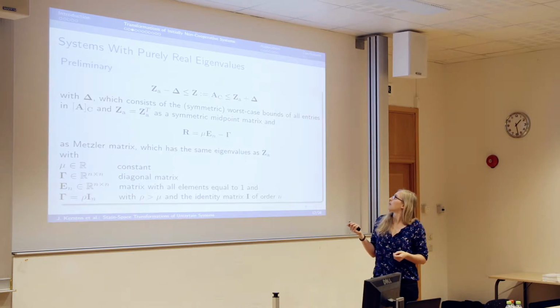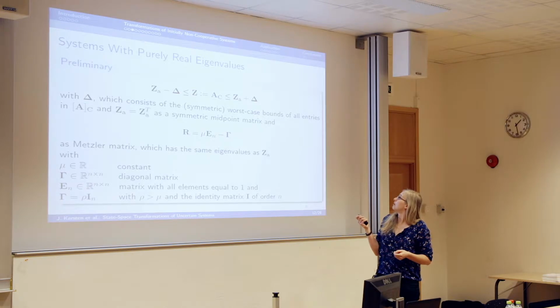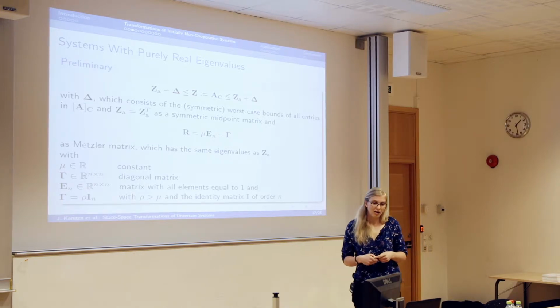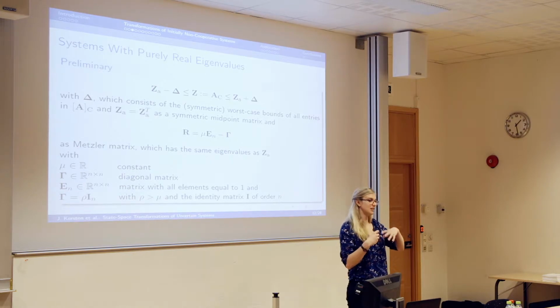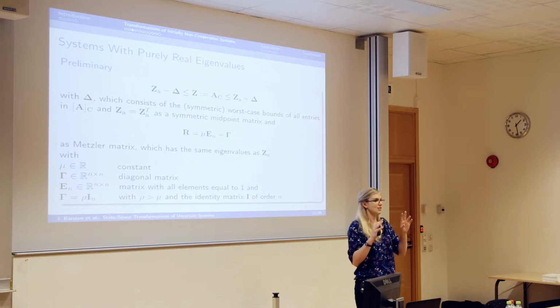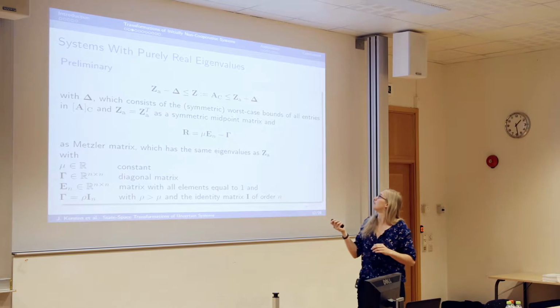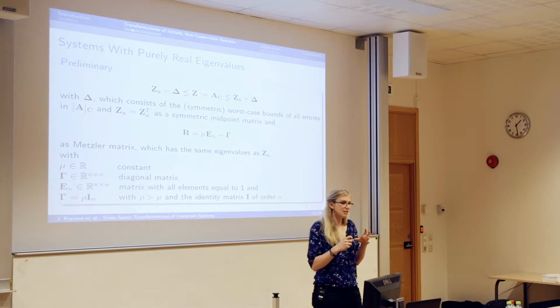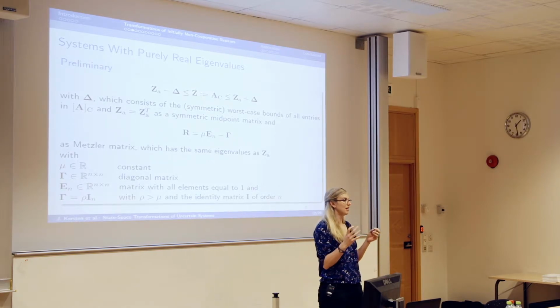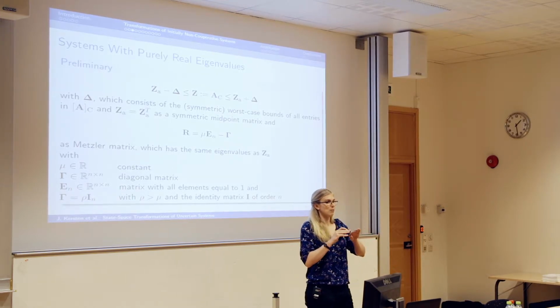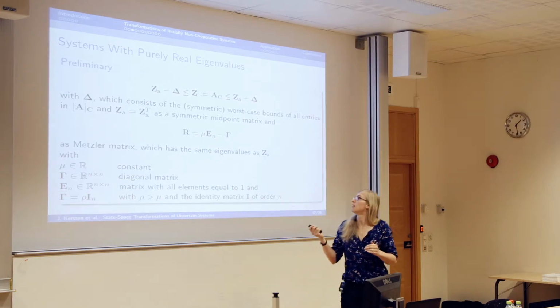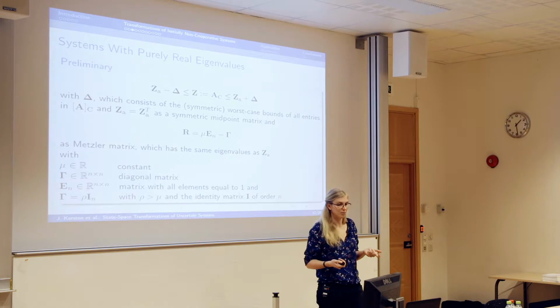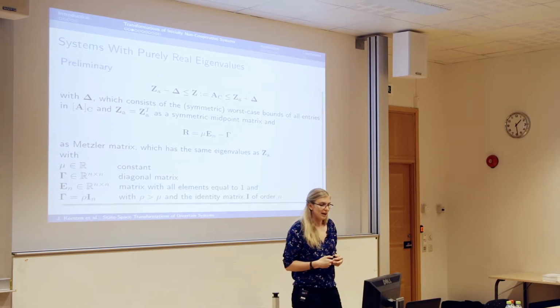Well, as you can see, at first we have a diagonally dominant matrix ZA. And our uncertain matrix can be considered as a midpoint matrix, and the uncertainty is shifted into this delta. That means that delta consists of the worst-case bound of the whole uncertainty matrix. This means that we widen our uncertainty a little bit with this delta, because we have to take into account the worst case.